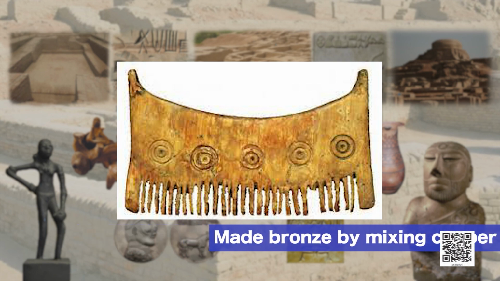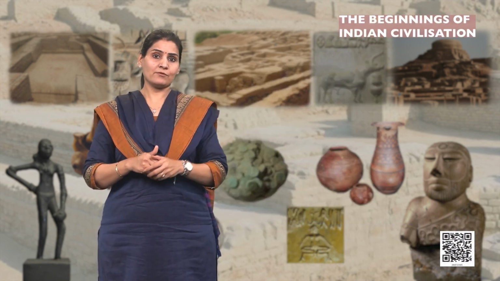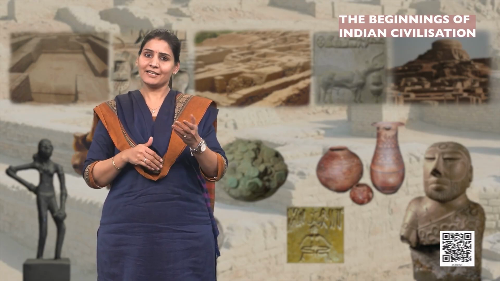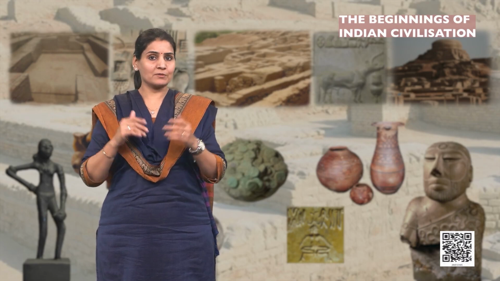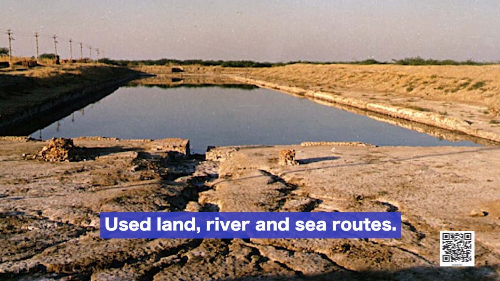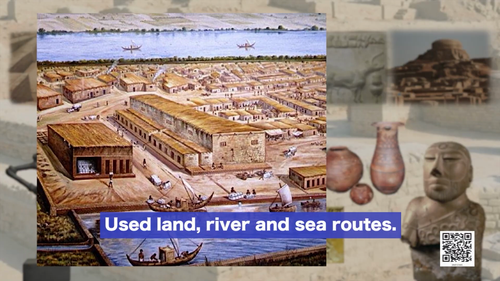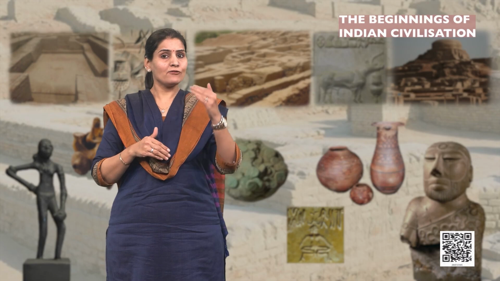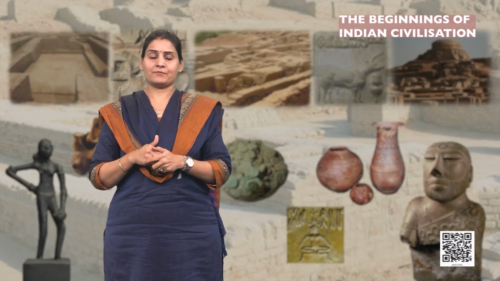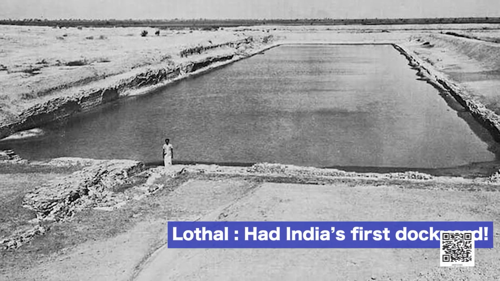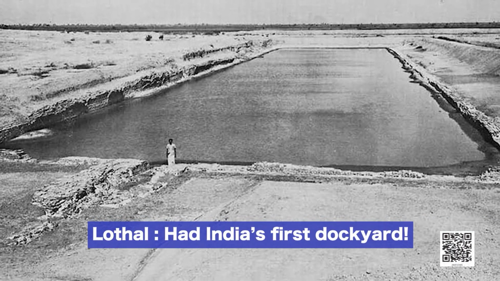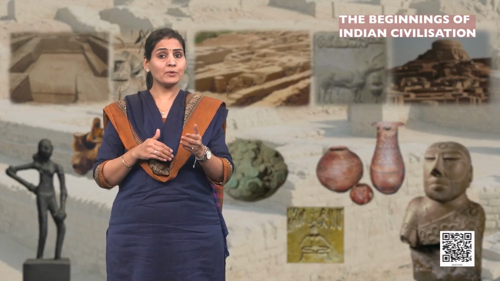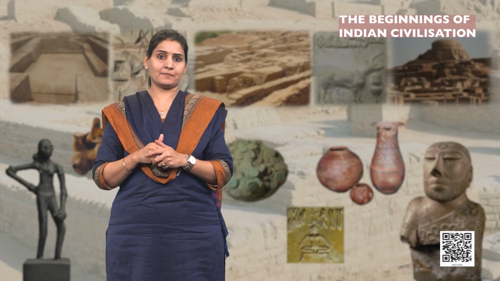How did they conduct this trade? How did they transport their goods from one place to another? Could they carry them on their back? Let's explore what made this trade possible. They used land routes, rivers, and the sea for longer distance travel. This marks the beginning of intensive maritime activity in India. For example, Lothal had a large basin that served as a dockyard, which is in Gujarat. Thousands of small seals have also been excavated from many settlements.